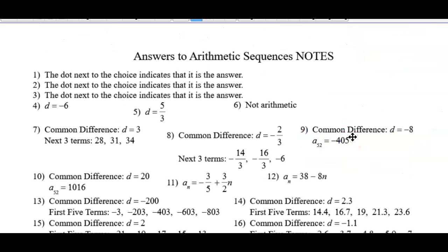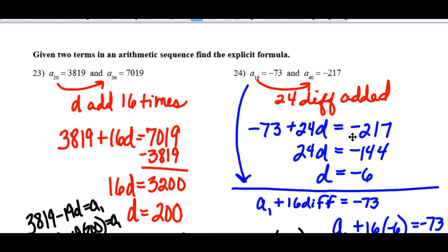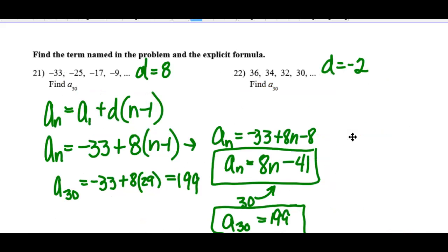Okay, how'd we do? All right. That's the notes, so you finish, and then there's some practice, a worksheet for you today.